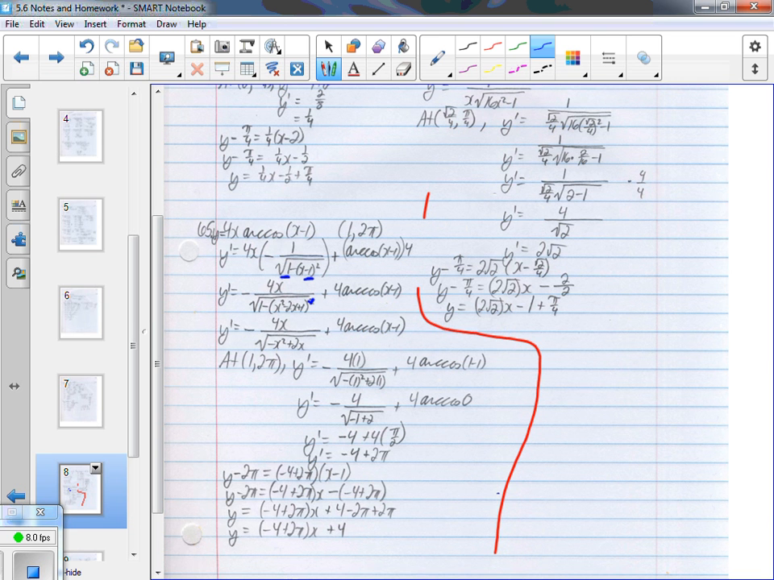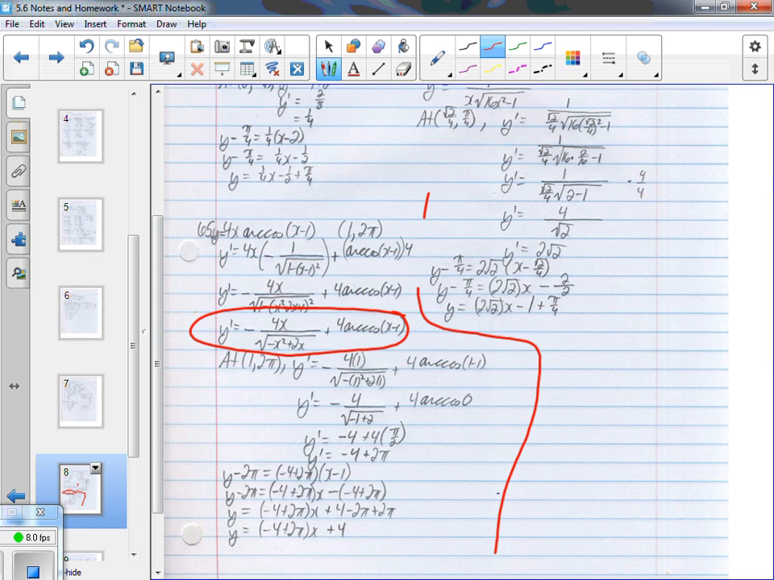I squared the x minus 1, got that, and then distributed that negative sign. Then I was able to combine the positive 1 in the front with the negative 1 in the back and get rid of that. So that's kind of optional whether or not you want to do that, but that's my final version of the derivative. Now, the good news is you don't really have to simplify the derivative, do you? Because you're going to use it to find the slope of the tangent line.